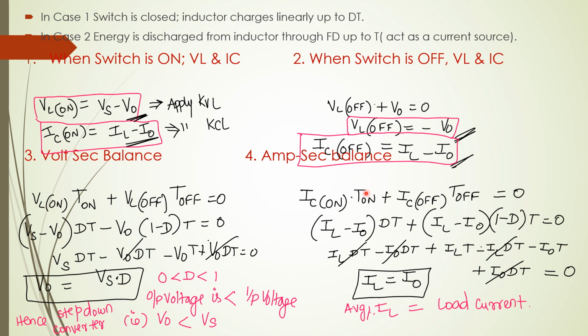And ampere-second balance is again multiplying current into time. IC on into T on plus IC off into T off is equal to 0. Substituting the IC on and IC off values from the previous equations in this, we'll get IL at last equal to I naught. So average IL is equal to the load current.